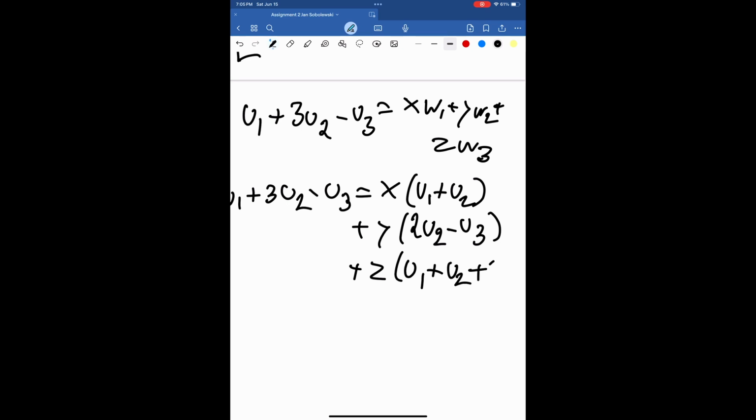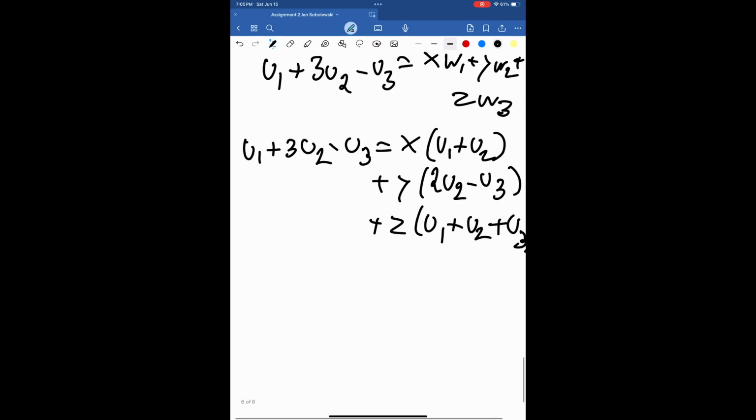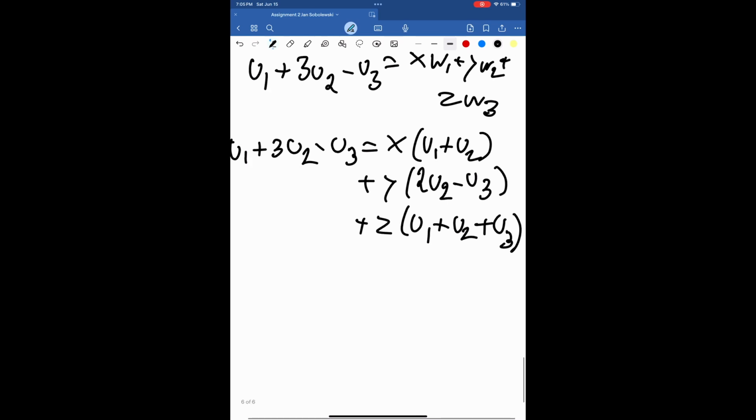So now we got this. And now we want to do some algebra to combine like terms. And then we'll have a system to solve and we'll be happy. Okay, let's do it.